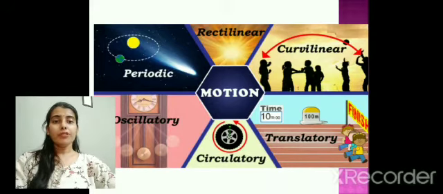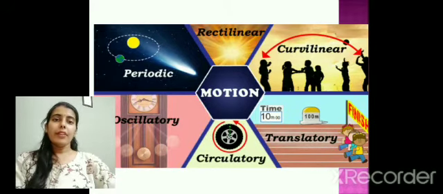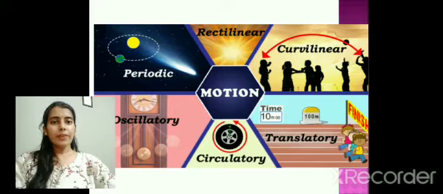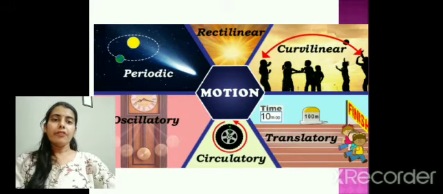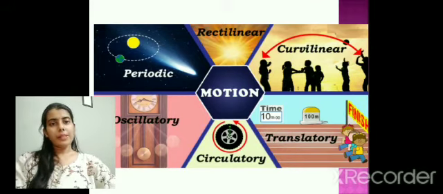Even the rotation of the earth repeats itself. The revolution of the earth repeats itself. The revolution of the moon around the earth is also periodic, because the motion which repeats itself at fixed intervals of time is called periodic motion. Now the motion of a pendulum is oscillatory also.